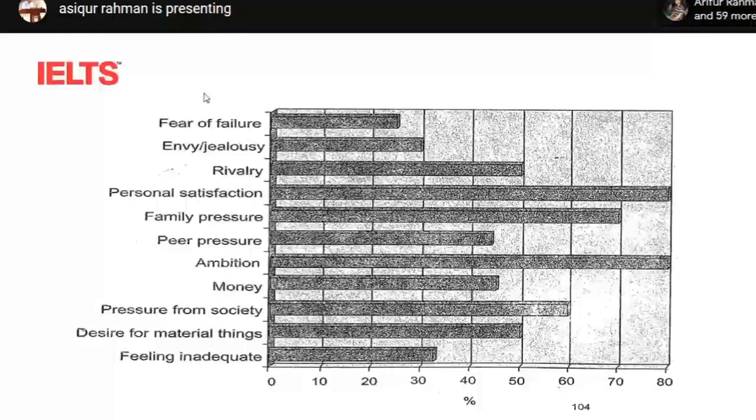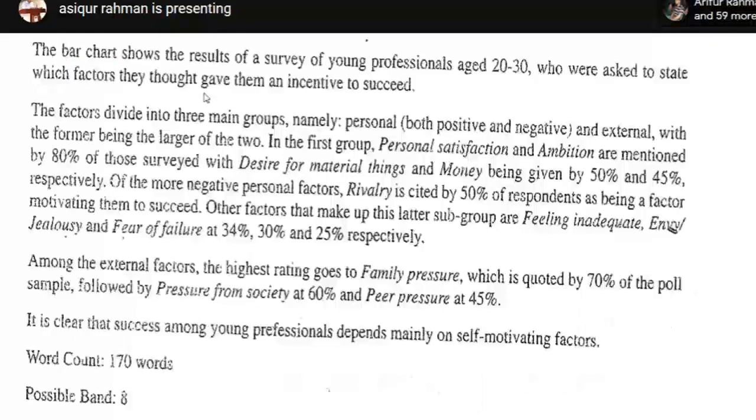Look at this sample essay with scoring band level 8. That's the introduction, just the introduction of the question, nothing else. He wrote 2 paragraphs. In this paragraph, he talked about the personal factors. In this paragraph, he talked about the external factors. 2 paragraphs, isn't it? And look at his overall observation. This is the overall observation, one line.